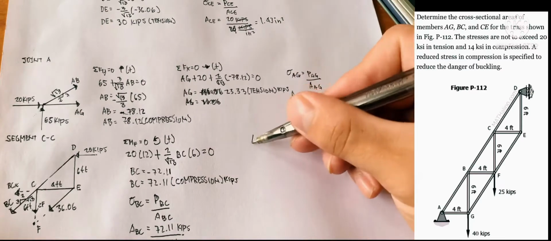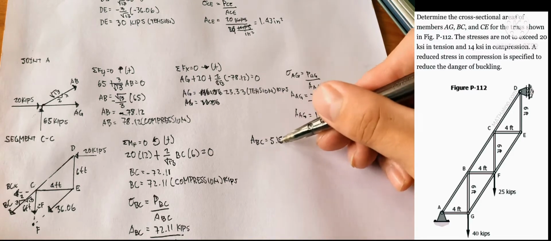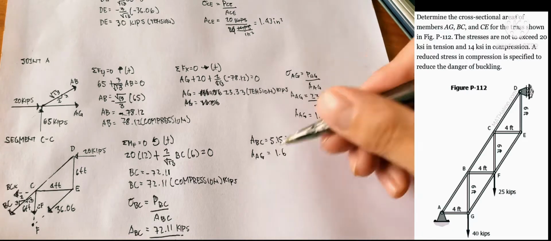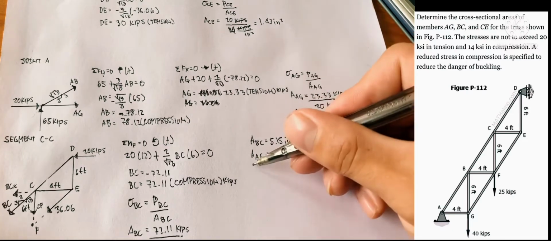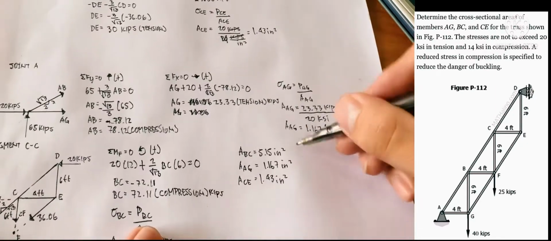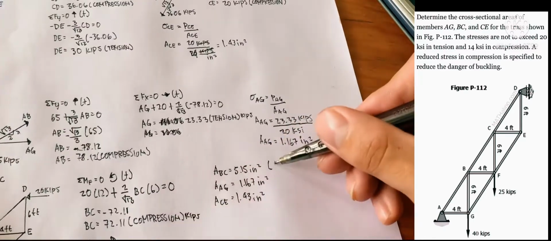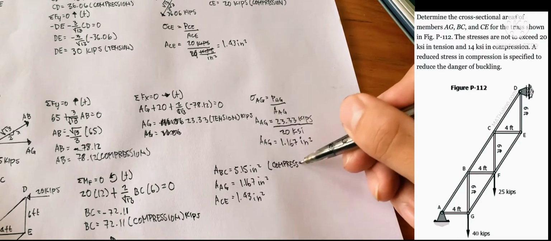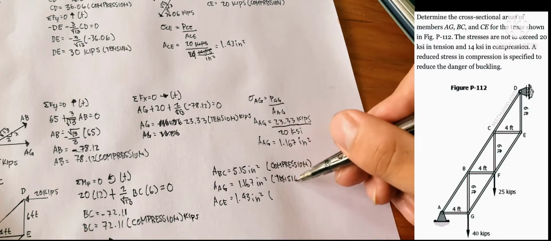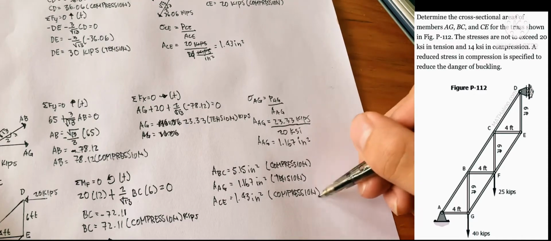So let us write the summarization. The area of member AB is in inches squared. The area of member AG is 1.6167. The area of A is 1.43 inches squared. It should be in compression. The area of AG is tension and compression. Thank you, and let us move to our next problem.